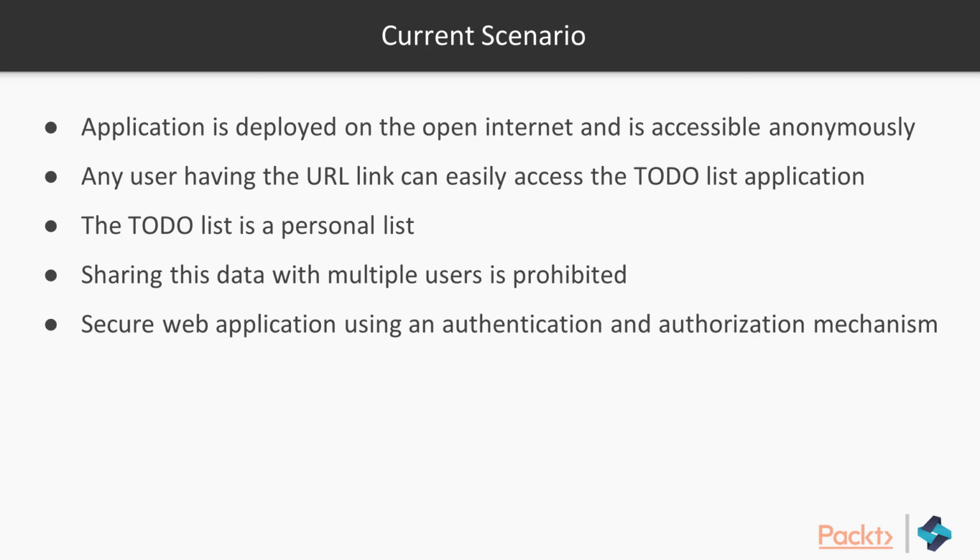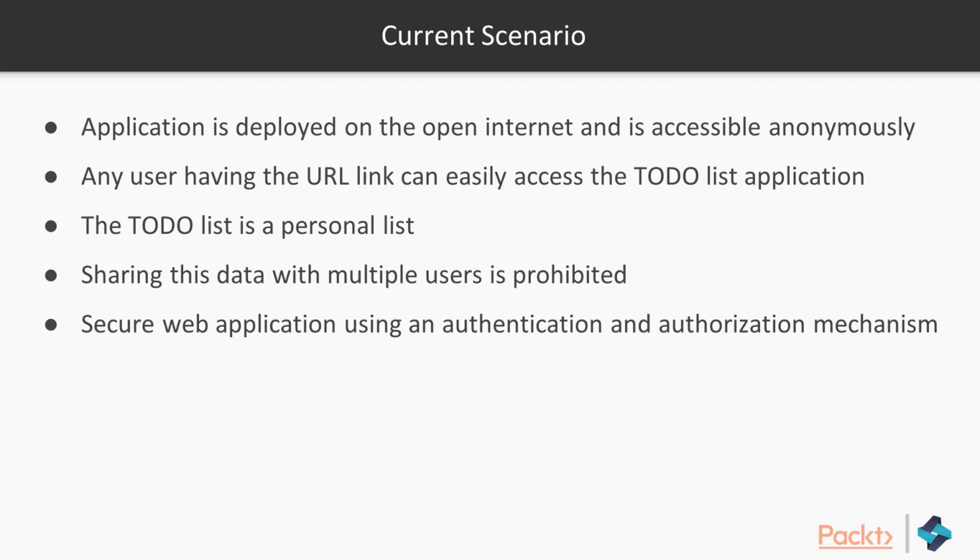Well, currently our application is deployed on the open internet and it's accessible anonymously. So any user who has the URL link of our website can easily access the to-do list application. This may not be desirable, as the to-do list is a personal list. We should not be sharing this data between multiple users. So to secure our web application, we can establish an authentication and authorization mechanism so that before we show the to-do list data, we can determine who the user is and whether the user has the right permissions to access the data. So we use two important terms, authentication and authorization.